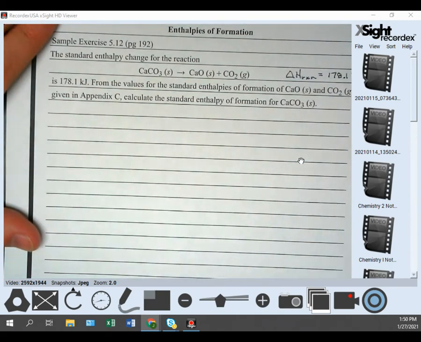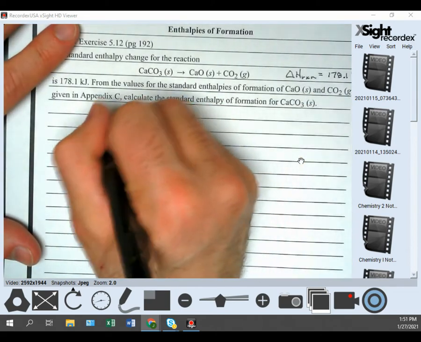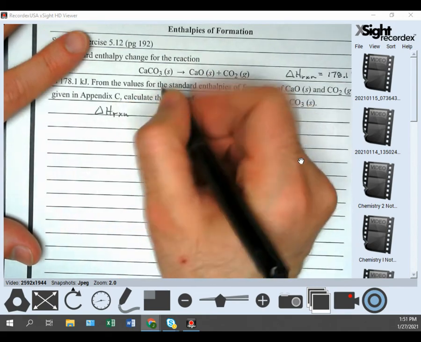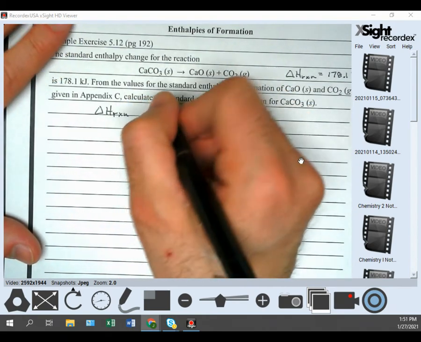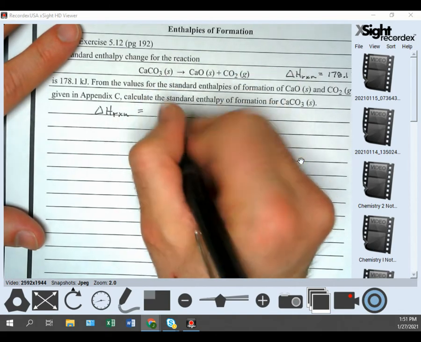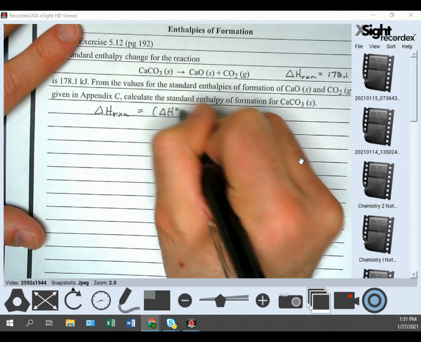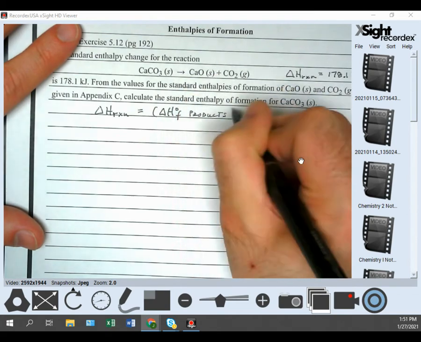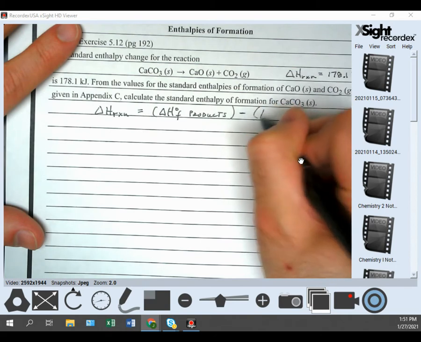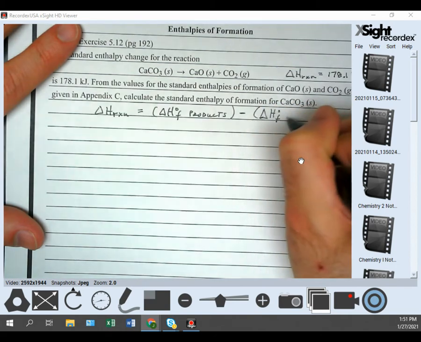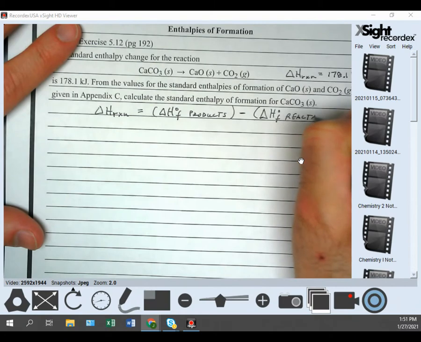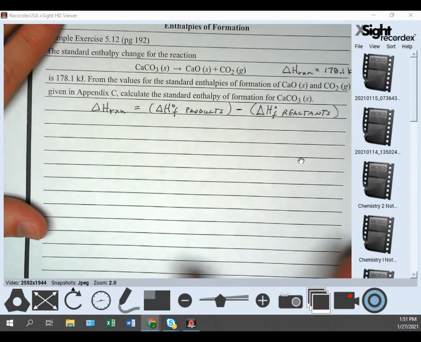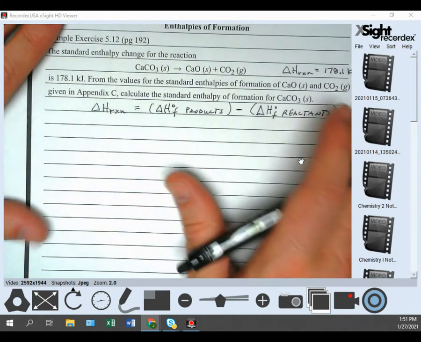So it's still using this. I don't know if I'll have time to go through all this, but I can get you started on it. Still using delta H of the reaction equals delta H formation of the products minus delta H formation of the reactants. Okay? But it's asking for something different.